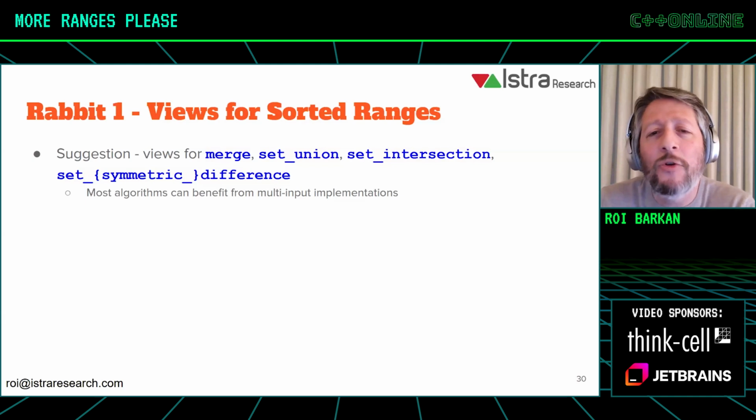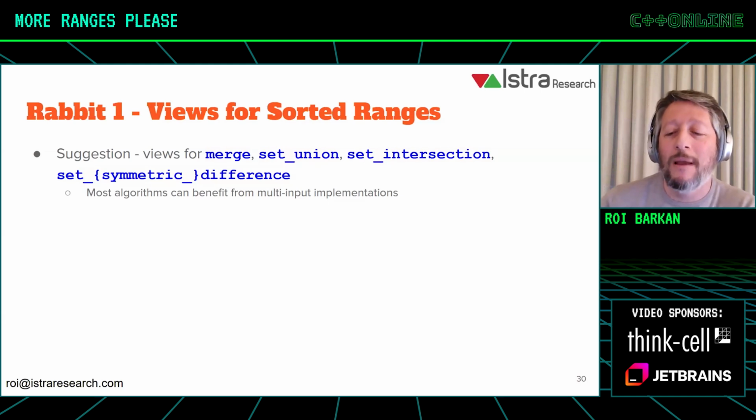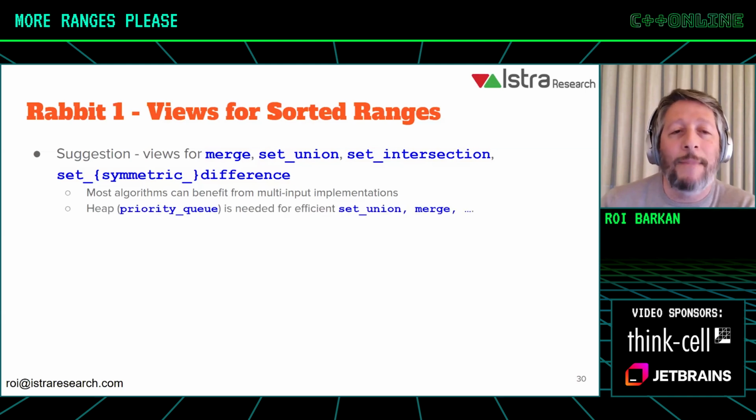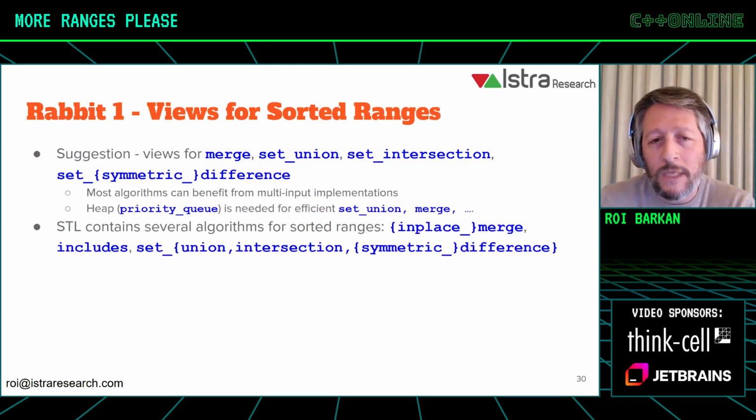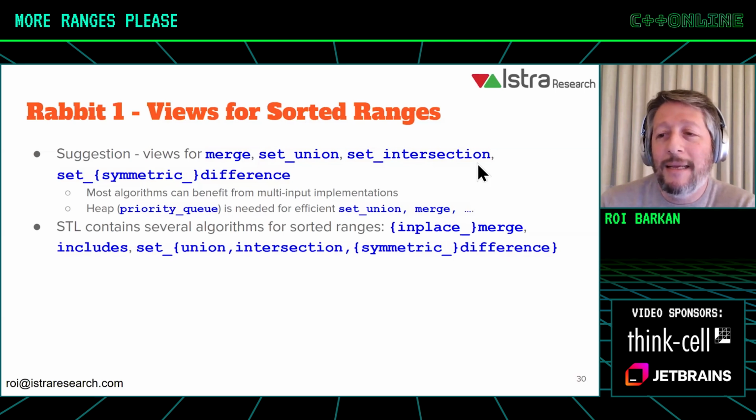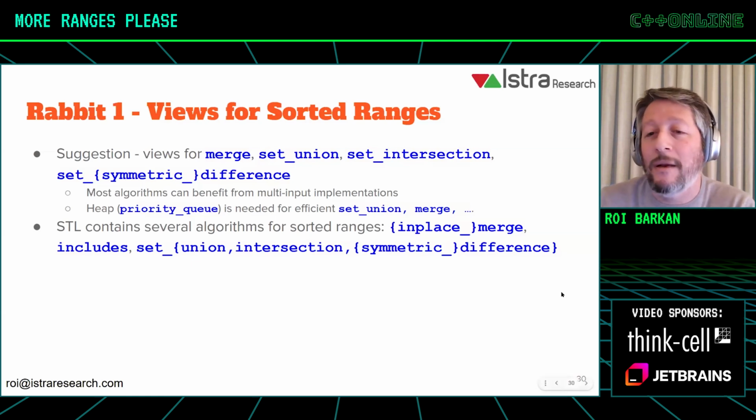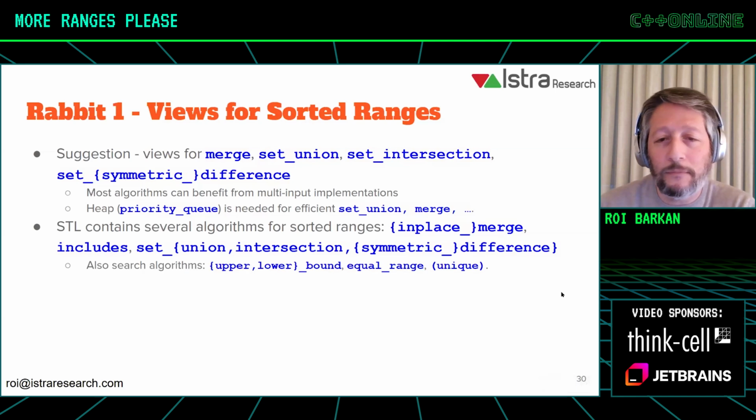And another thing to note is that typically you could not only merge or take the union of 2 different input ranges. You can take a variadic pack or a multiple number of inputs and work with them and get a better performance using, again, a heap or a priority queue structure. And so, as mentioned, STL since 1998 already had these algorithms, but not as range adapters, and only working with 2 inputs at a time.